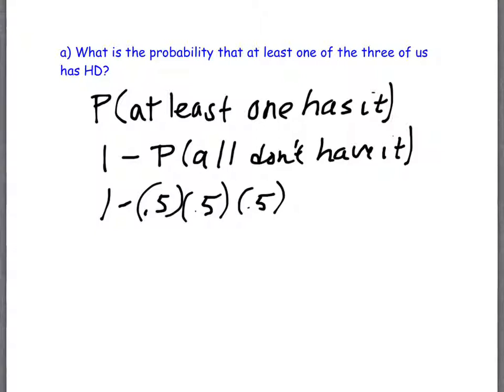And what is 0.5 times itself 3 times? 0.125. And then what is 1 minus 0.125? 0.875. What does 0.875 mean? 87.5% chance that either my brother or my sister or I have the disease. One of the three of us does.